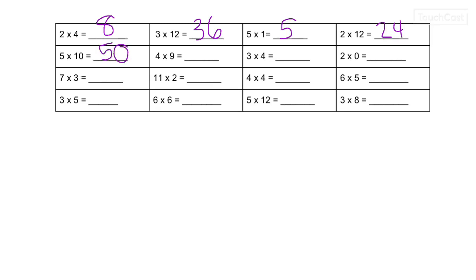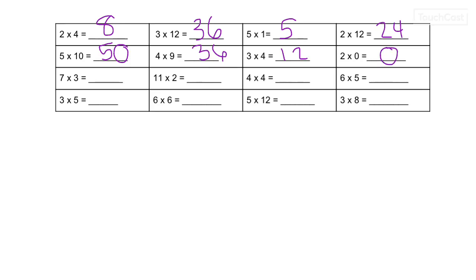Stop. Roll your 4s 9 times. 4, 8, 12, 16, 20, 24, 28, 32, 36. Stop. Ooh, these were both 36. 3 times 4, or 4 times 3. 3, 6, 9, 12. Or 4, 8, 12. Same answer. 2 times 0 is 0.